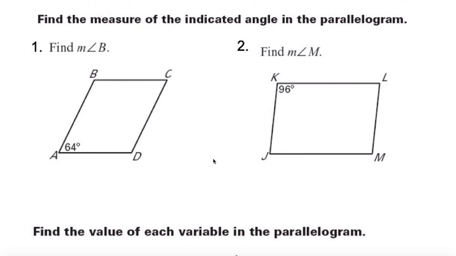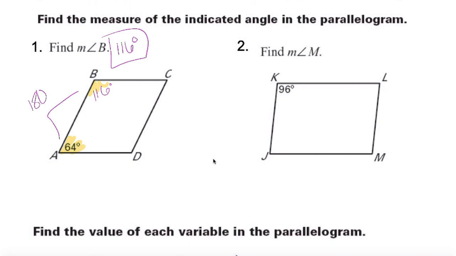We want to find angle B in this first image, and we're given angle A down here at the bottom. Well, how angle A and angle B are related, these are consecutive angles here, and so we're going to be adding them to 180. So if you do 180 minus that 64-degree angle, you are going to be left with 116 degrees, and that will be the measure of angle B.